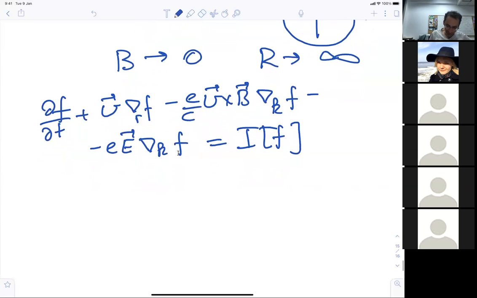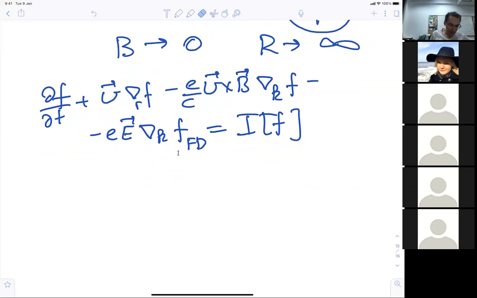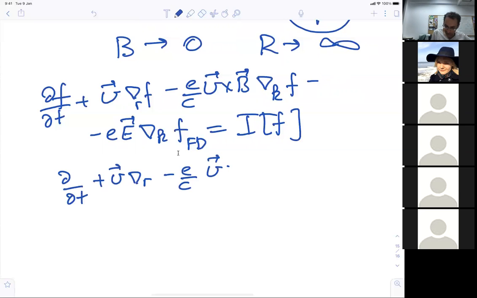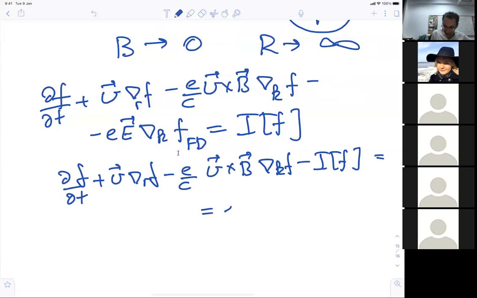Now linear response approach, which means that here I'm writing the Fermi-Dirac function because this term is linear with respect to the electric field, and I'm getting an equation: d over dt plus V grad in the real space minus e over c V cross B grad K minus the collision integral acting on F. All this is equal to e times the electric field times gradient K acting on F Fermi-Dirac epsilon K.